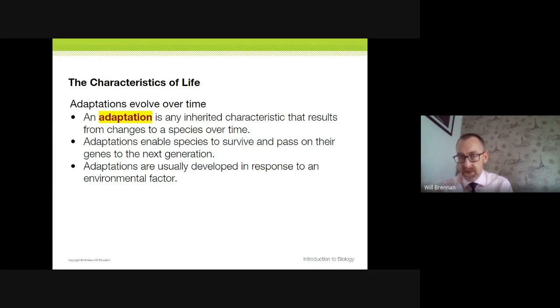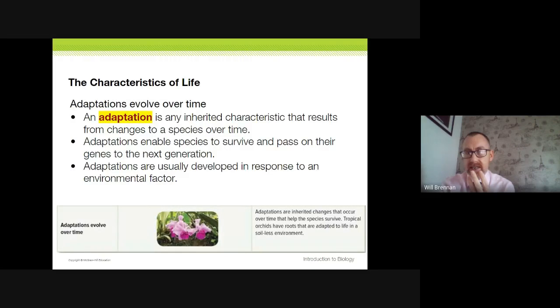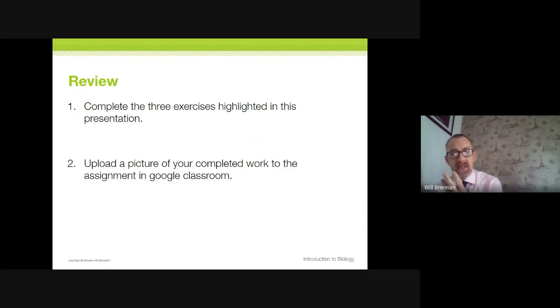Okay, so take you back to the learning objectives. Number 2 was, what are the characteristics of life? We said that there were 8, and we've covered all 8. You have had 3 exercises that I've asked you to do over this slideshow. So now's the time to complete those exercises. And you will see that there is an assignment in Google Classroom asking you to upload a picture of your completed work. Okay, so complete the 3 assignments, take a picture, add them as an attachment to the assignment in Google Classroom.